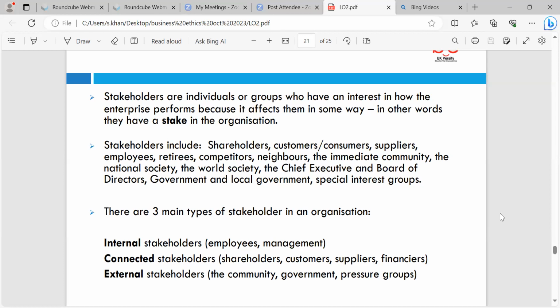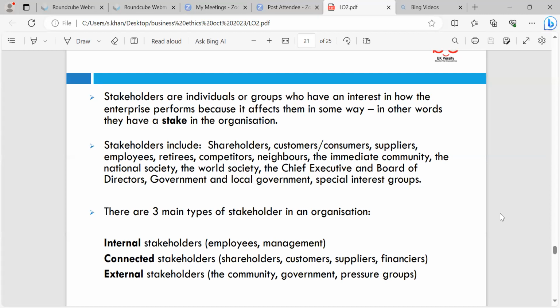There are three types of stakeholders in an organisation. Firstly, you have internal stakeholders, which are employees and management. Then you have connected stakeholders, which are shareholders, customers, suppliers and financiers. Then you have the external stakeholders, which are the community, the government, and pressure groups.